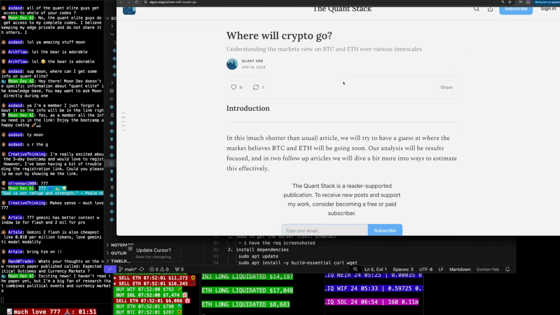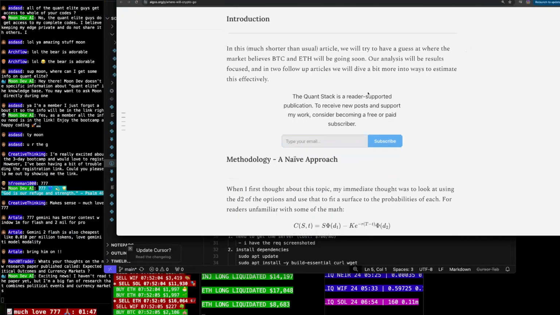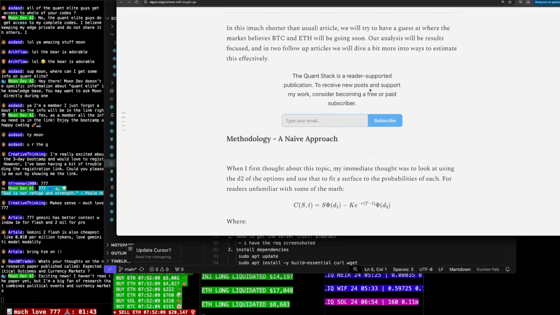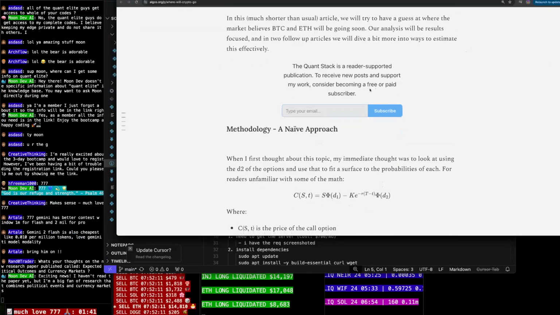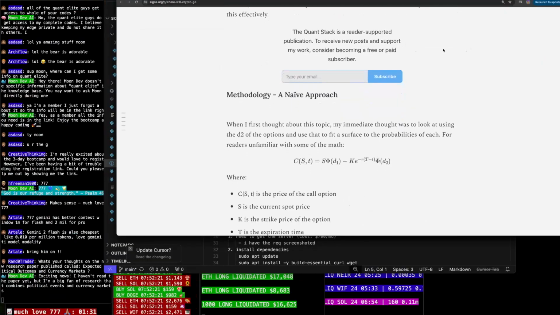Where will crypto go? In this much shorter than usual article, we will try to have a guess at where the market believes BTC and ETH will be going soon. Our analysis will be results focused, and in two follow-up articles we will dive a bit more into ways to estimate this effectively.